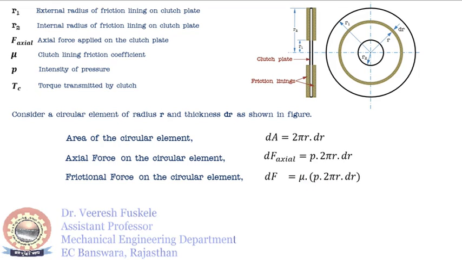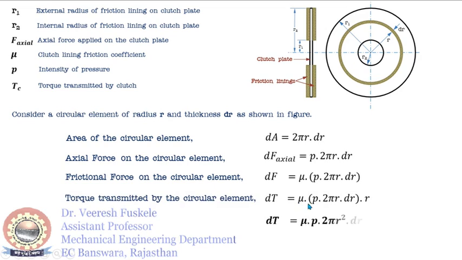Now the torque that can be transmitted by the elemental area is equal to the frictional force times the moment arm about the axis. That is, this is the axis, the moment arm is r, that is the radius r. So the frictional torque transmitted by the circular element is given by dT is equal to mu P 2 pi r dr, this is the frictional force, into this moment arm, that is r. So finally we are getting dT is equal to mu P 2 pi r square dr. Now this is the elementary analysis.